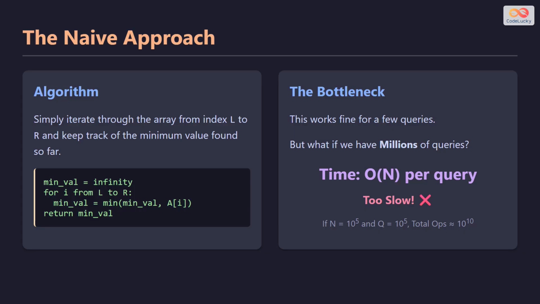The most intuitive way to solve this is to simply loop through the numbers from the start index to the end index every time we get a query. While this works perfectly for small amounts of data, it becomes very slow if we have millions of numbers and millions of queries. The time complexity is O(n) per query, which is too slow for high-performance applications.